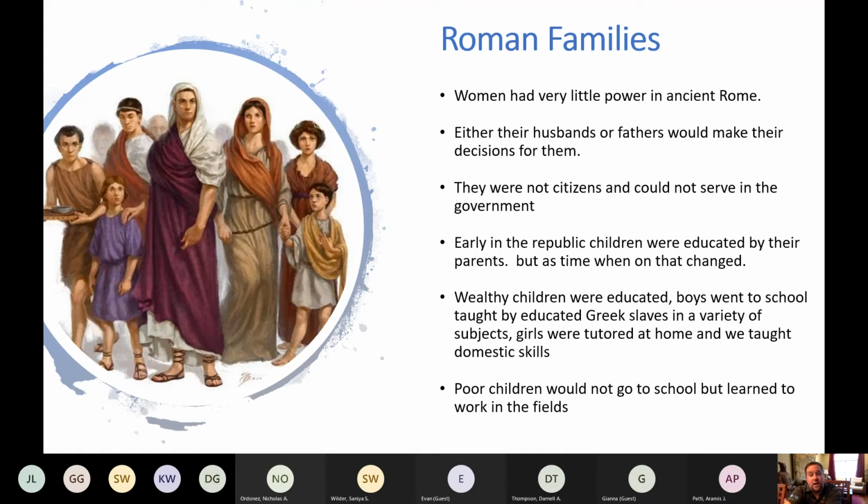So, Roman families. Women had very little power in ancient Rome. Either their husbands or fathers would make their decisions for them. They could not serve in the government.